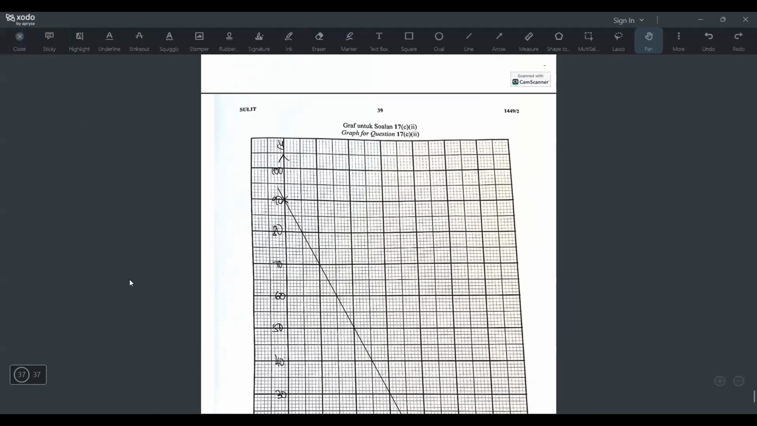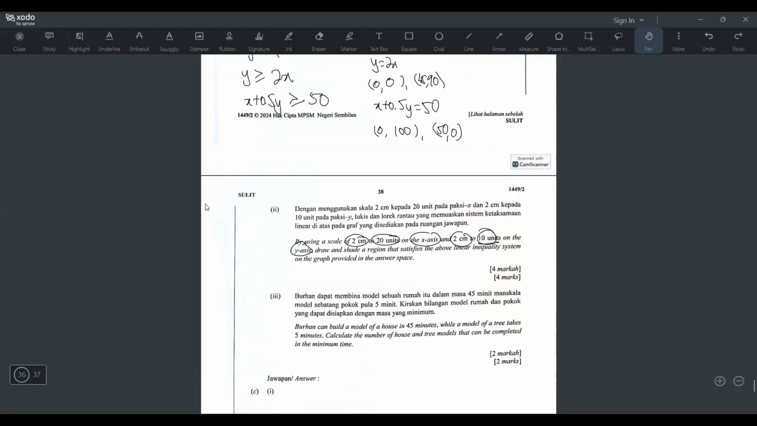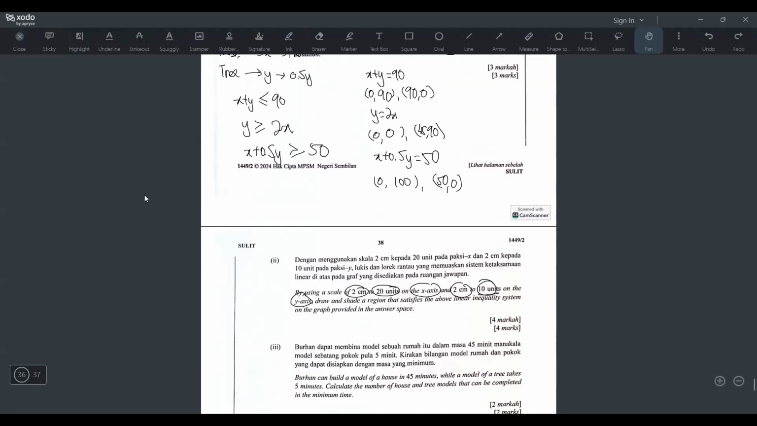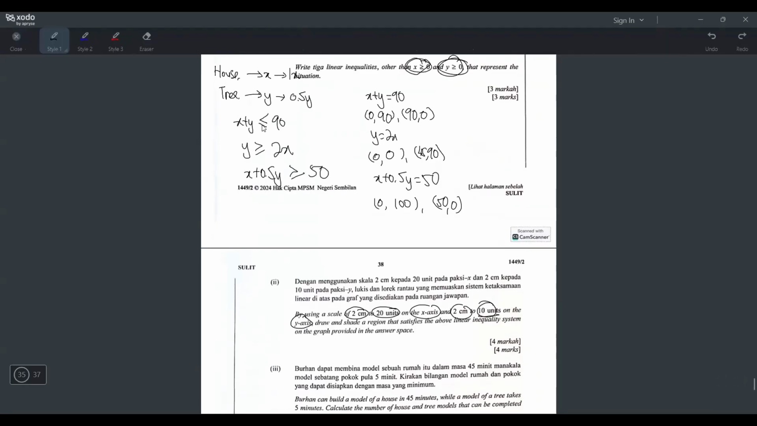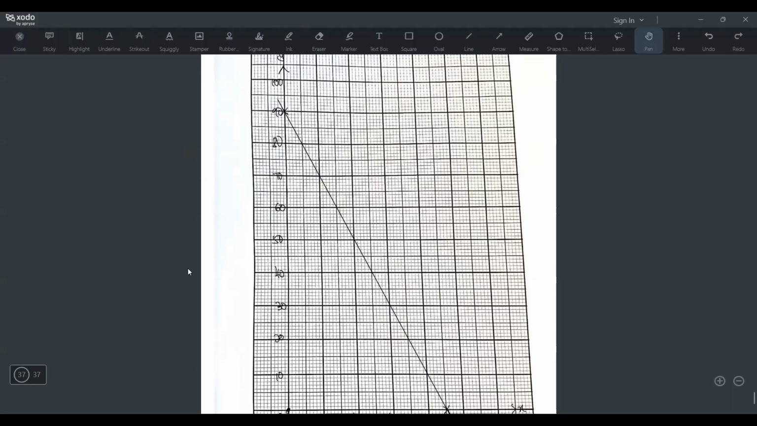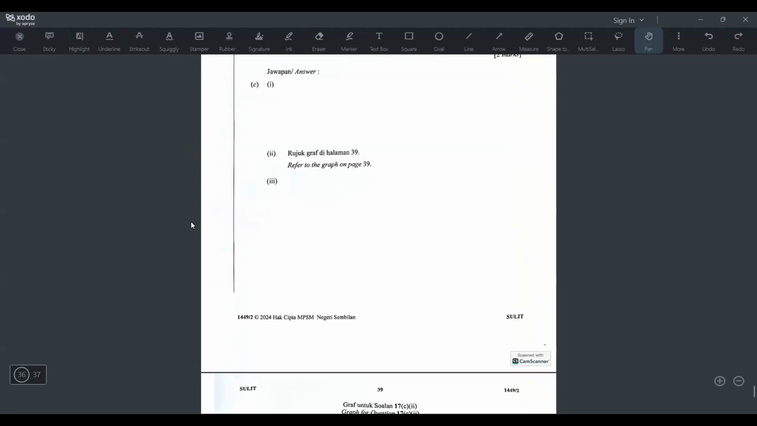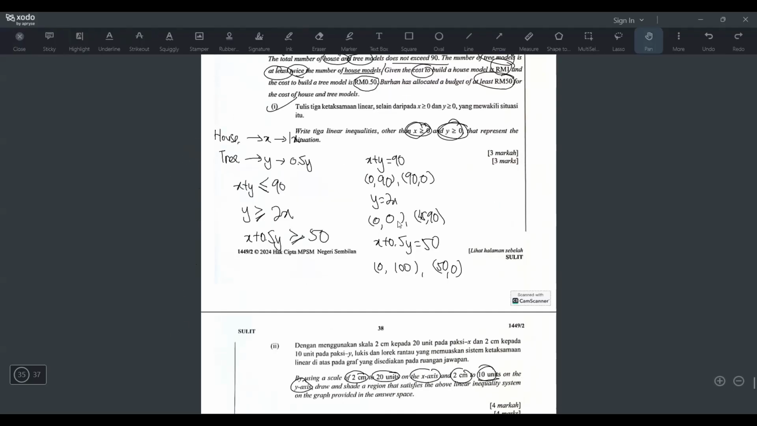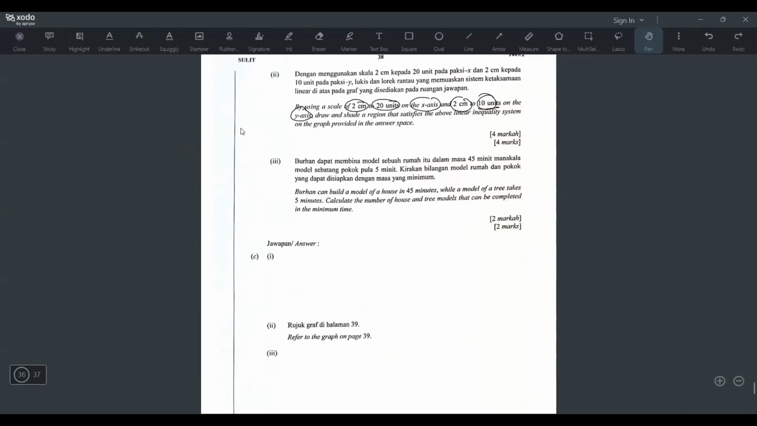Another thing you have to check is whether you have to use a dash line or a solid line, right? If you look at the inequality, they all have this line down here. If they have this line, it means you have to use a solid line. You cannot use the dotted line, the dash line. So this is correct already. Okay, what is the next line? 0, 0 and 45, 90. This one is y equals 2x.